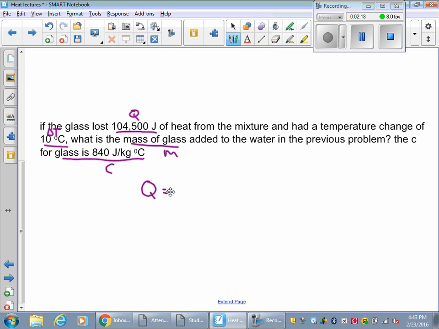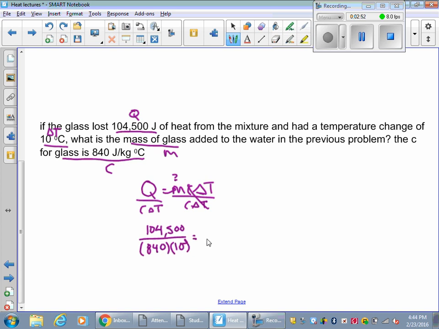So Q equals MCAT again. Okay, this time I'm looking for my mass. So how do I get rid of C and change in T? How do I get rid of my C times my change in T? Okay, well these are multiplying, so I do the opposite of multiply. Whatever I do to one side, do to the other, right? So take your Q, 104,500, divided by my C, 840 times my change in temperature, 10.